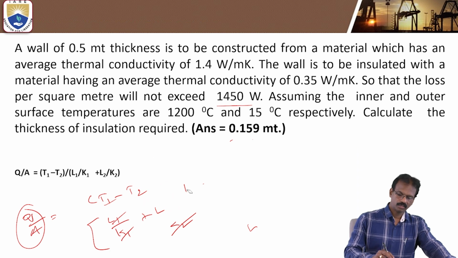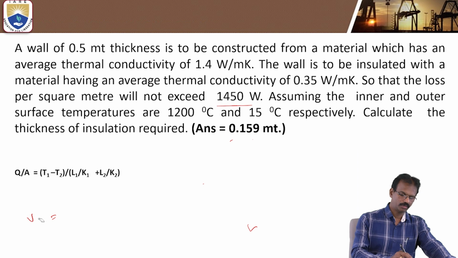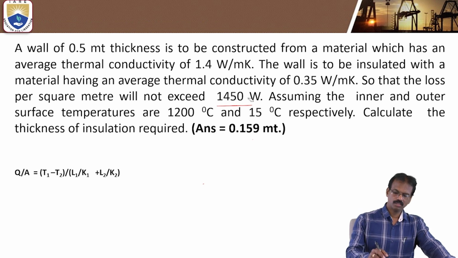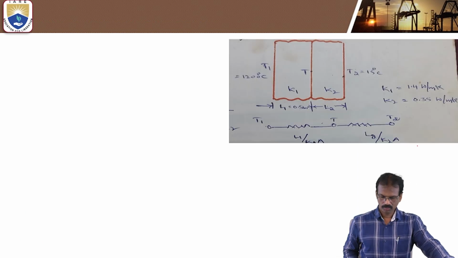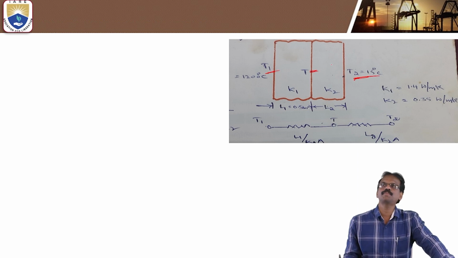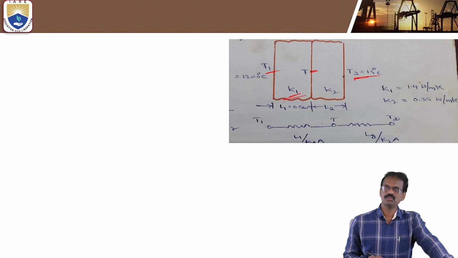Okay. Here, a graphical representation of this numerical is also given. You can see that one also. So this is the graphical representation. So this is the temperature T1, T2. You can take this is the temperature T. Thermal conductivity of first wall, thermal conductivity of the insulating material, thickness of the wall 0.5 meter, L2 we have to find out. Okay, so this is just like the electrical analog formula.